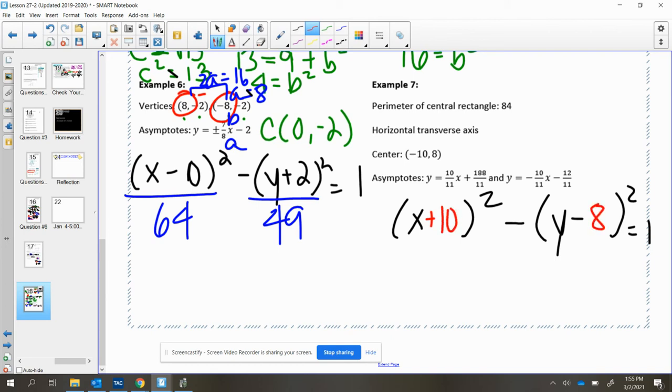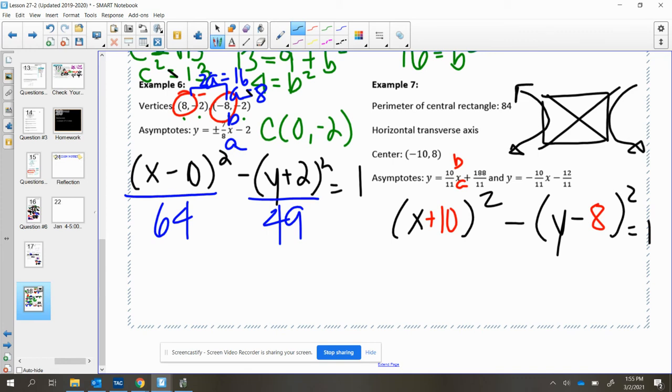Okay. Now, the key here is looking for the values of a and b, which are not as simple as one would think. It's not just going to be b over a again, because think about if you were drawing in your hyperbola, right? And the perimeter of the central rectangle, right? We have this opening, going to look like this, right? This is our hyperbola if it's horizontal. They're saying the perimeter of this rectangle is 84. If we tried, let's say that the values, rise 10, run 11, that's not going to give us a perimeter of 84. This would be 10, this would be 11, right?